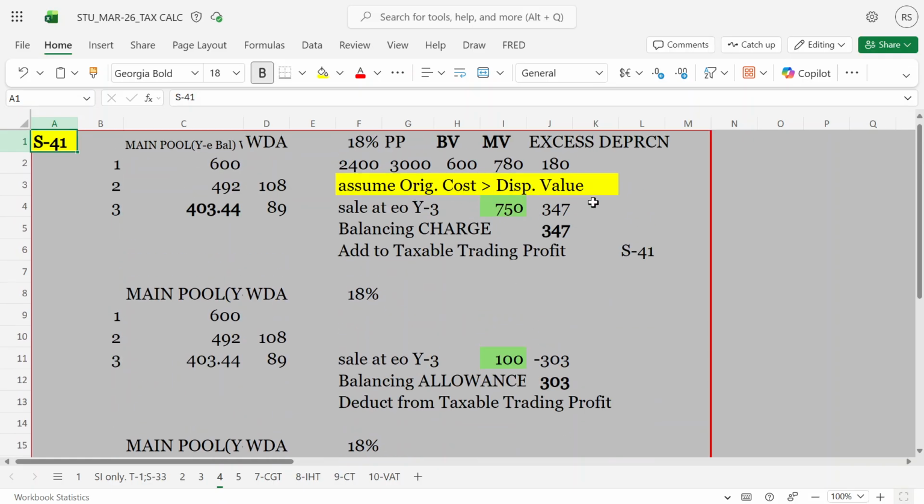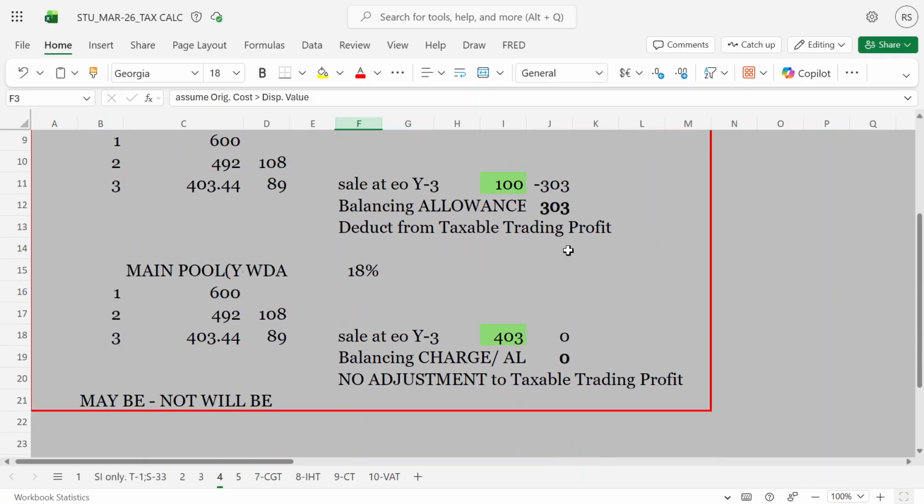Here we assume that when there's excess depreciation... that was too little depreciation. Actually, no, this is not a thing. I have to see why I wrote this here. So let's take this example.